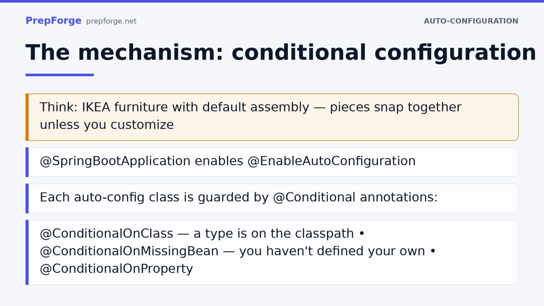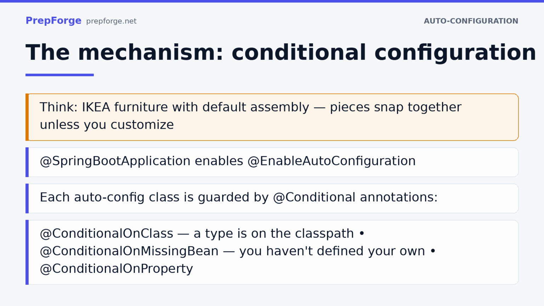Think of IKEA furniture with default assembly. The pieces snap together on their own, unless you choose to customize. The mechanism is conditional configuration. At @SpringBootApplication, @EnableAutoConfiguration loads a long list of auto-configuration classes registered by your starters. Each class is guarded by conditional annotations.